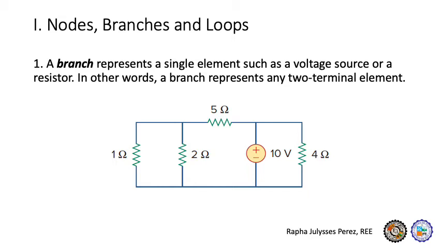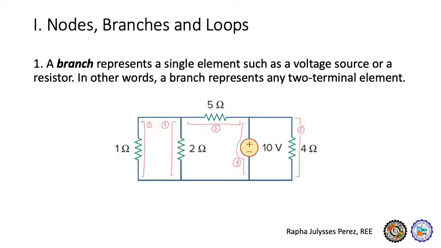So looking at this circuit diagram, for example, we have five branches. These are the four resistors and one voltage source. So altogether we have five branches in this particular example of a circuit diagram.